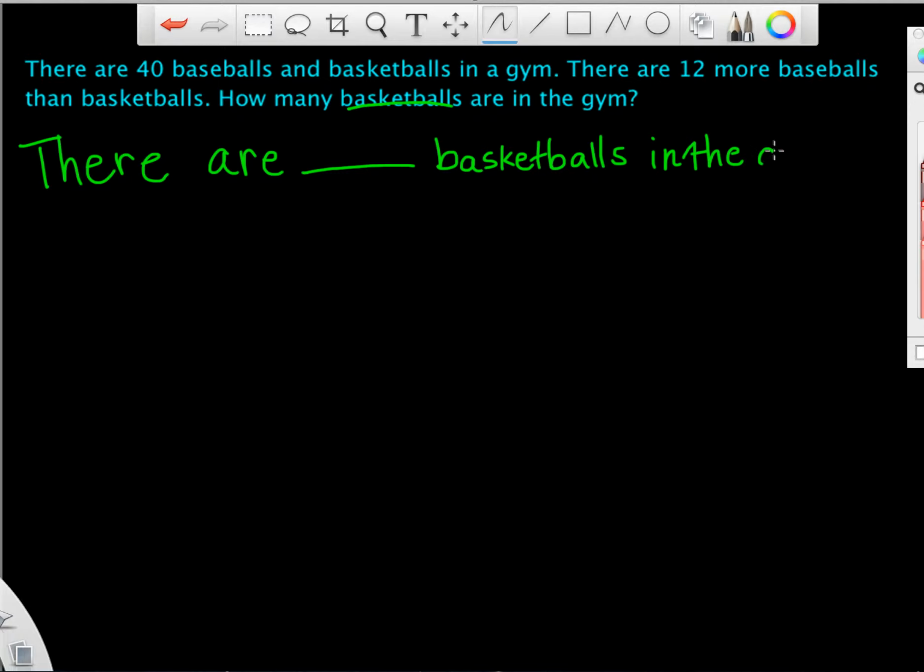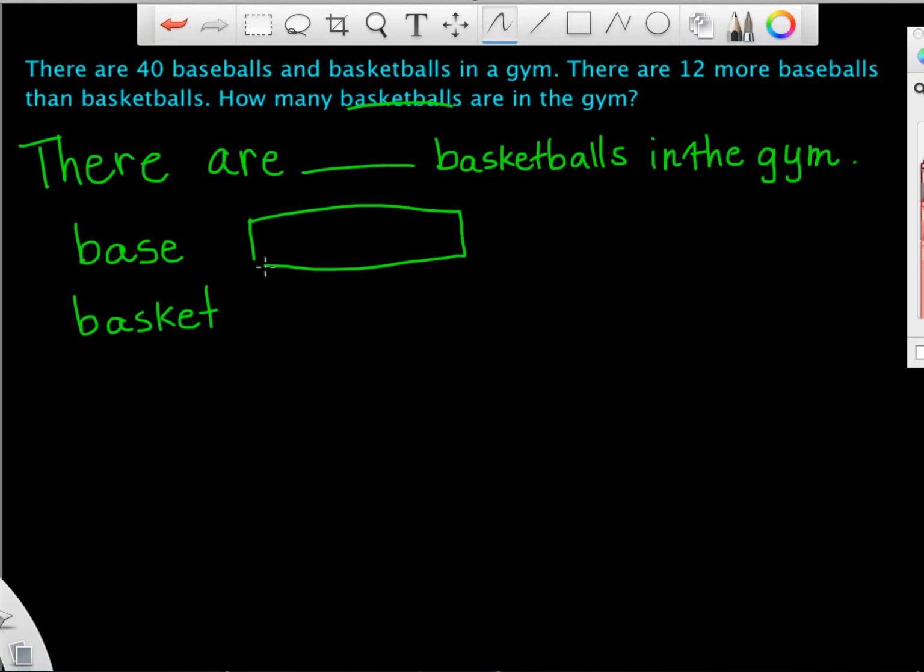So let's go back and ask the who and the what. There's no who in here, but let's look at the what. We have baseballs, and I'm just going to write base for baseballs, and we have basketballs. And I'm just going to write basket for basketballs. Let's go ahead and draw our unit bars. Let's draw 2 unit bars of equal length.